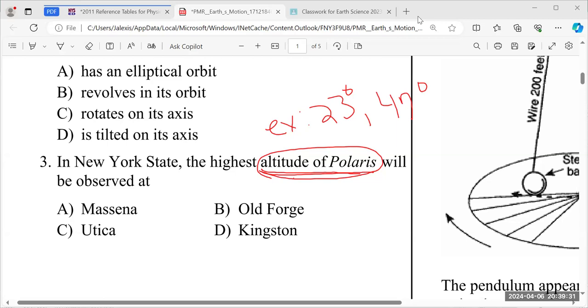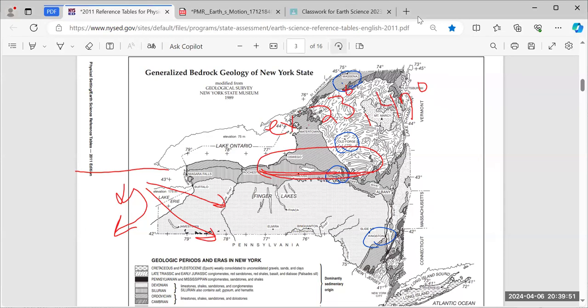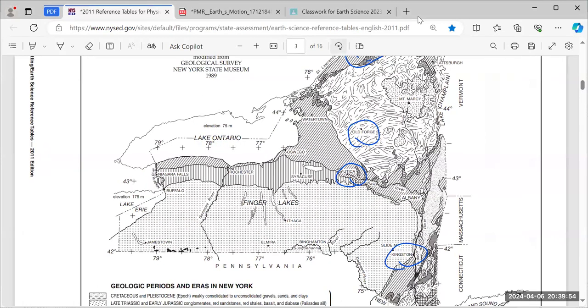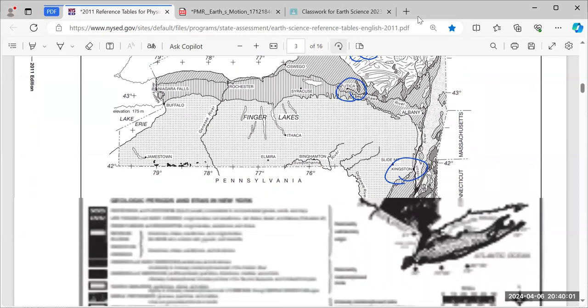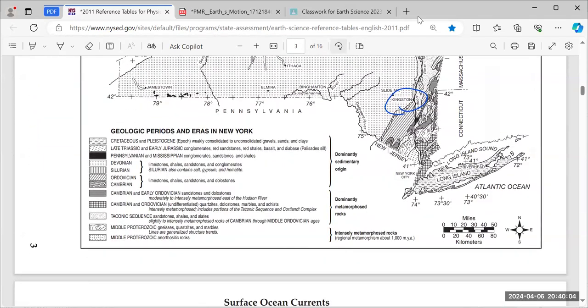Now, it says in New York State, and all of these locations are different New York cities. Where do I find all of these? Let's take a look at the reference tables. Let's swing over to the reference tables. You'll notice all of these cities, which I circled in blue, are the four New York cities located on page 3 of the reference tables.